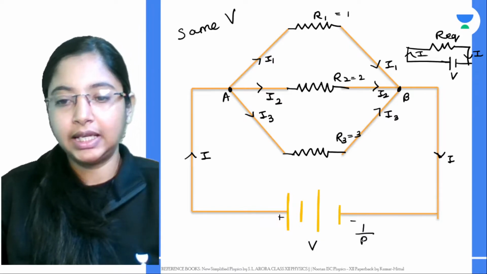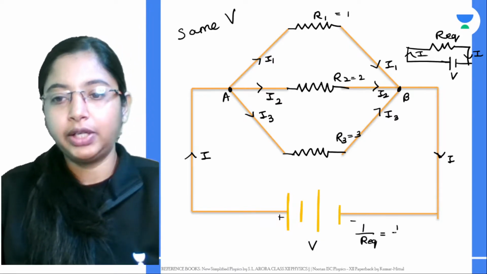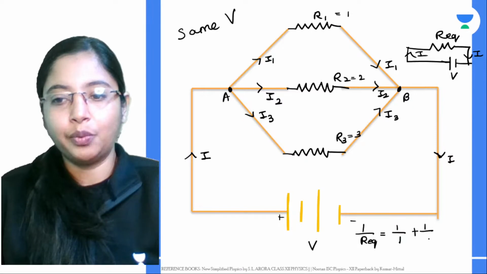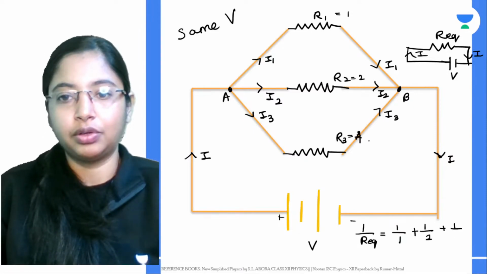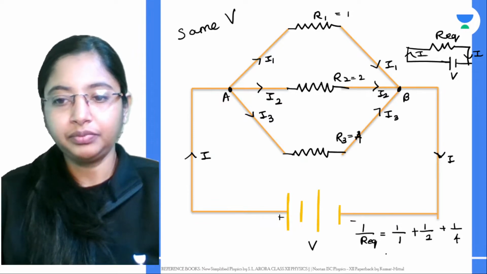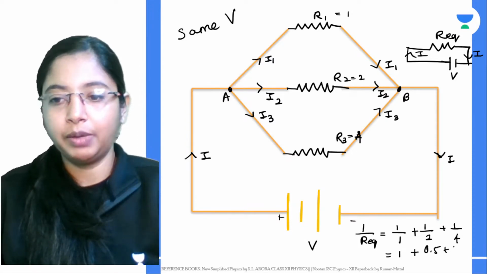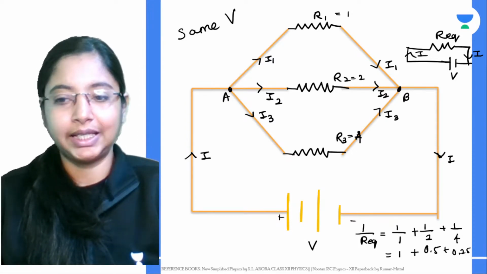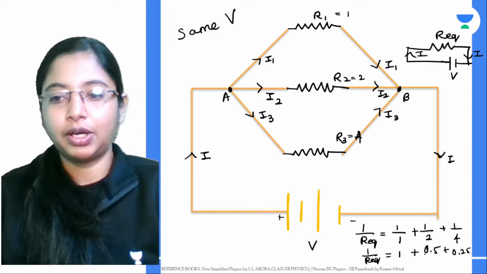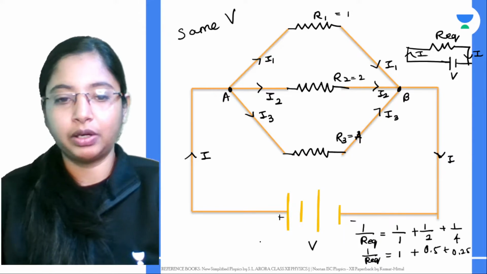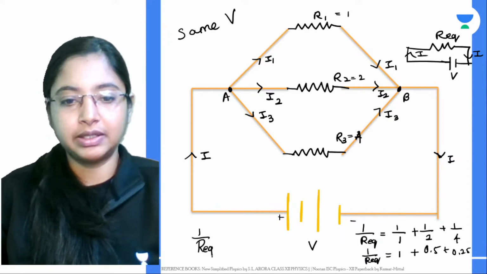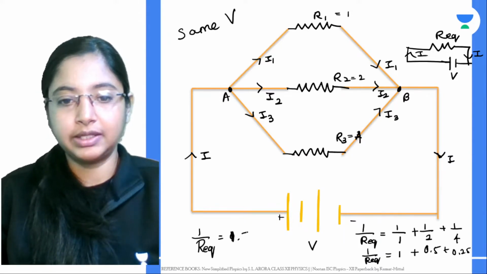So when you're taking equivalent resistance in this case, you'll take 1 by 1, then 1 by 2, then, let's say instead of 3, let's take 4, 1 by 4. So this is 1 plus 1 by 1 is 1, 1 by 2 is 0.5, 1 by 4 is 0.25. Now this value is equal to 1 by equivalent resistance. So combine all of this, you will get 1 by equivalent resistance in this case is 1.75.